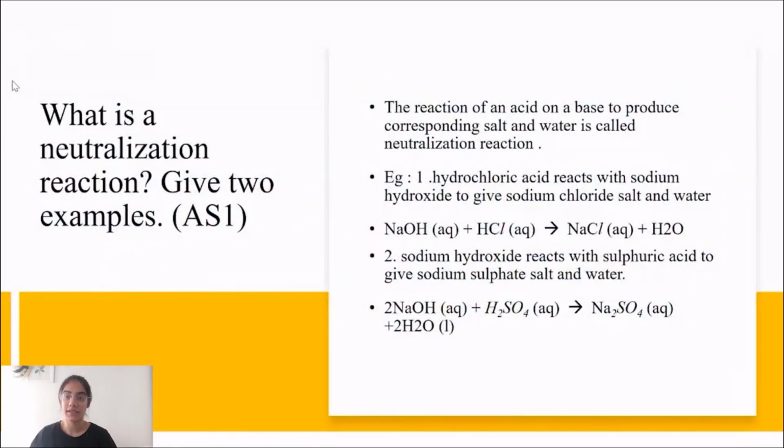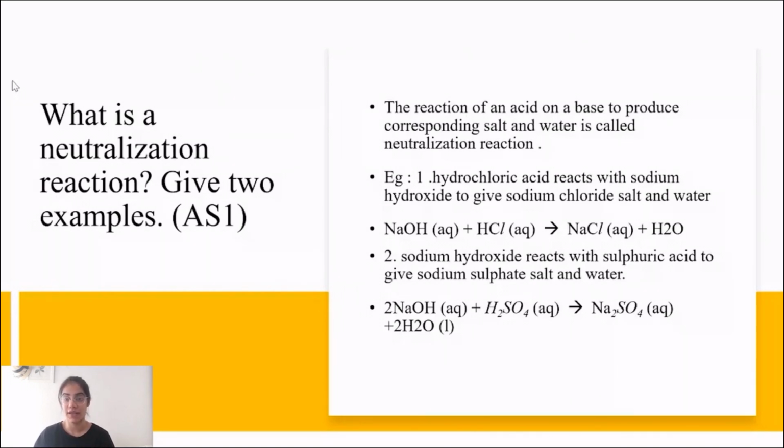What is a neutralization reaction? And you have to give two examples. As you know, when acids react with bases, they form salt and water. So the reaction of an acid on a base or a base on an acid to produce its corresponding salt and water is called a neutralization reaction.